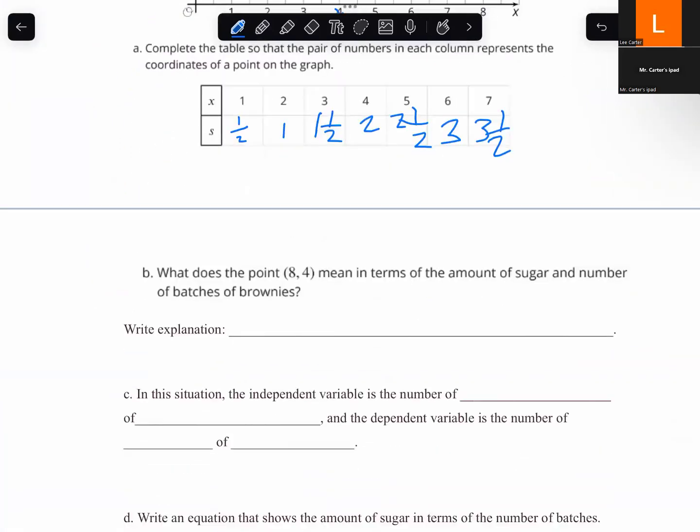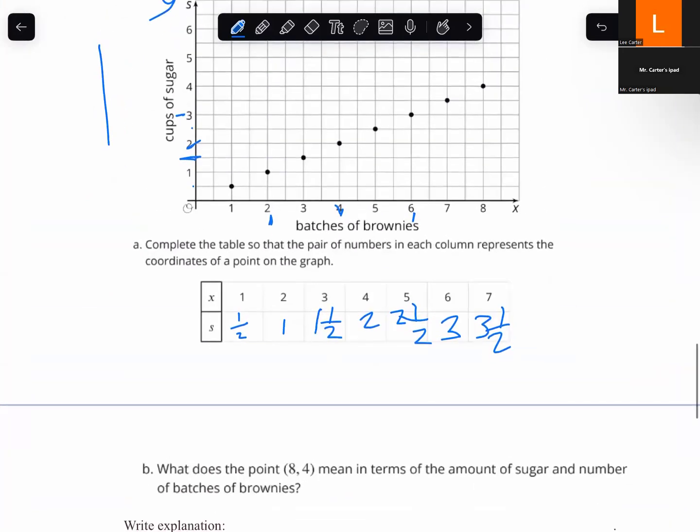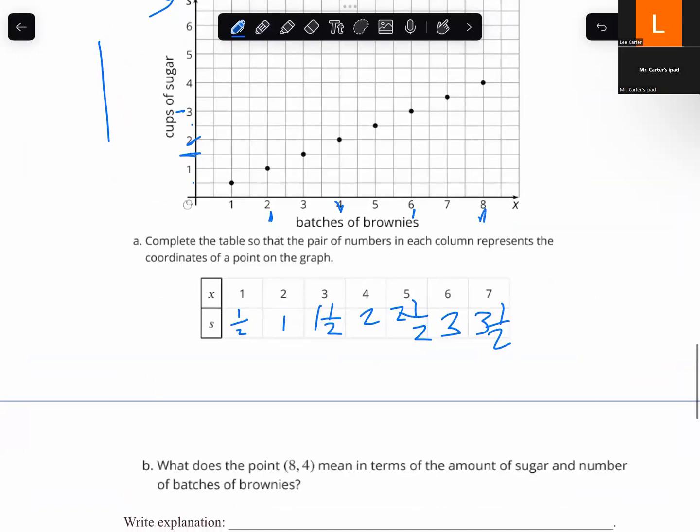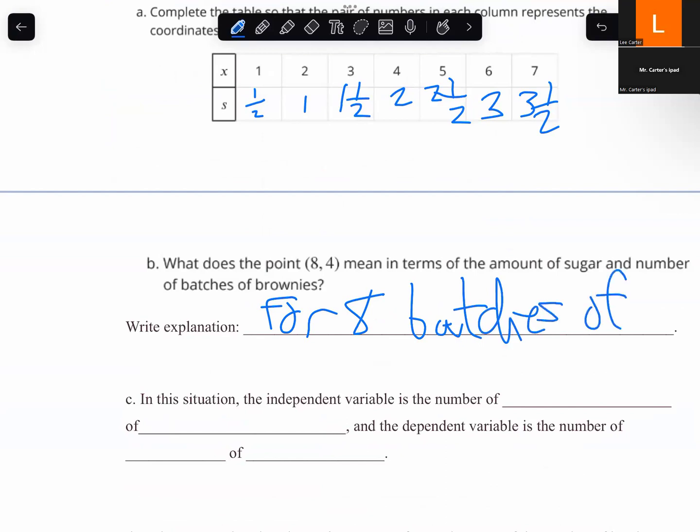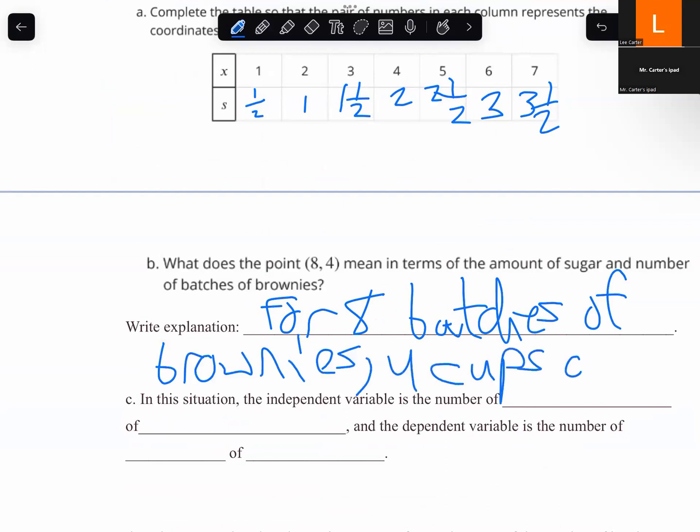Okay. What does the (8, 4) mean in terms of the amount of sugar and the number of batches of brownies? So that means you need a sentence here. So (8, 4) would be 8 for x, 4 for y. So for 8 batches of brownies, all right, 4 cups of sugar are used.